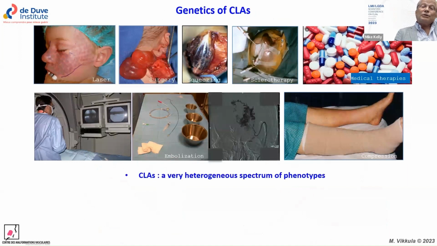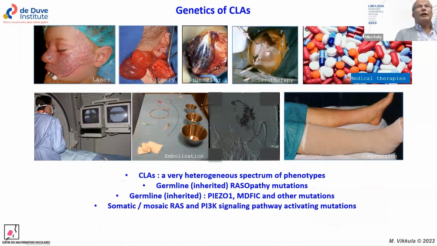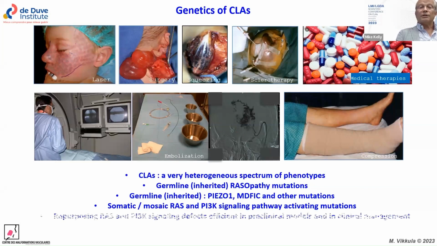So in conclusion, CLAs, I think, are very heterogeneous as phenotypes, and I think we all know that. We have germline mutations. We have germline rasopathy mutations, Noonan gene mutations. We also have the PSO1, MDFIC, and other genes that can also be germline mutations. So one needs to keep that in mind, and also the genetic counseling. Then I think Dong will talk a lot about the somatic mosaic RAS and PI3 kinase signaling pathway activating mutations, which also many of the patients have.